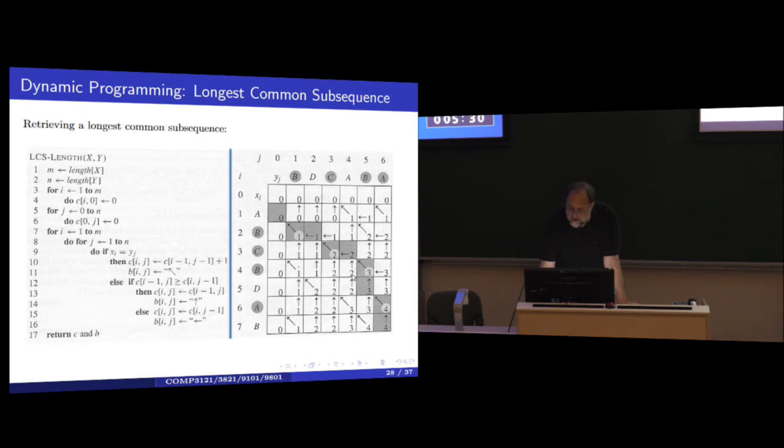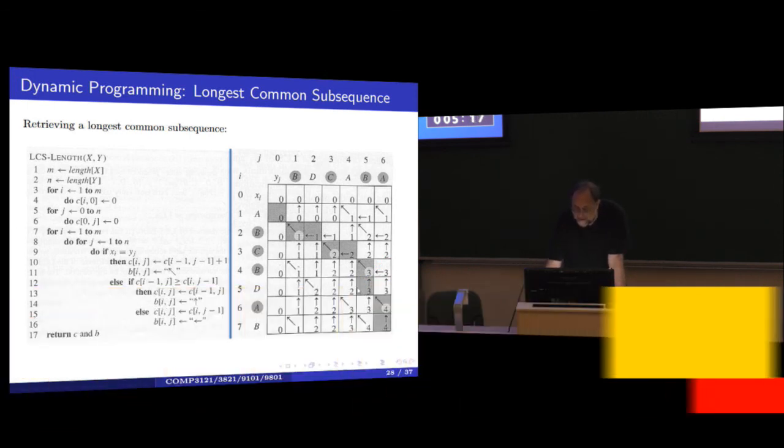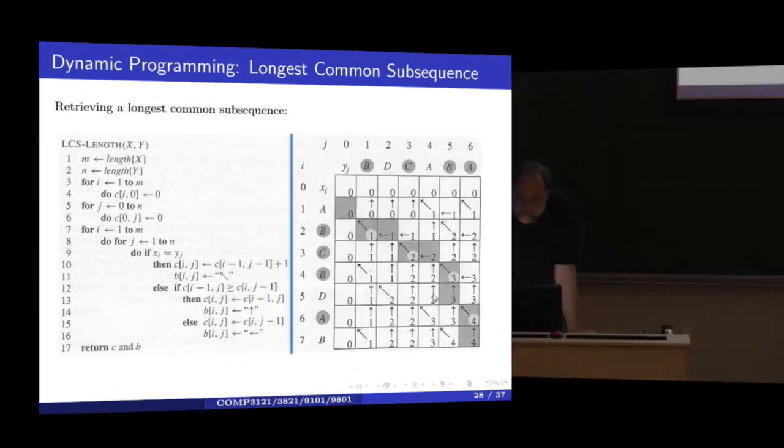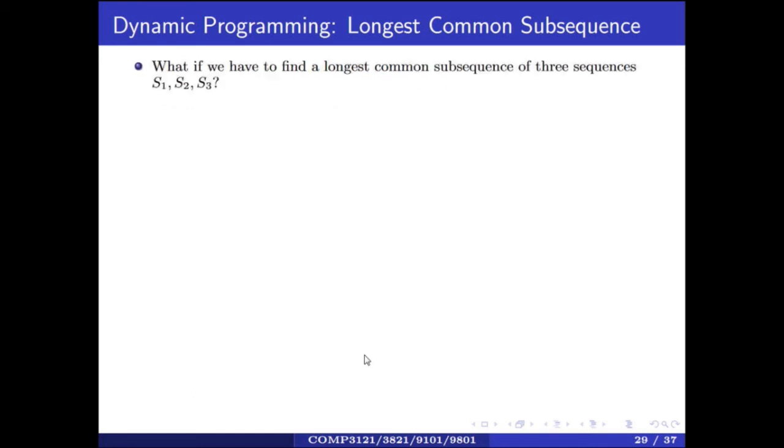Here, by default, you truncate the first sequence, so you move vertically here. But you might as well have gone this way, so this really doesn't matter. And in fact, it points out that the longest common subsequence is usually not unique. Only the length, the maximal length, is unique, but not the subsequence itself.